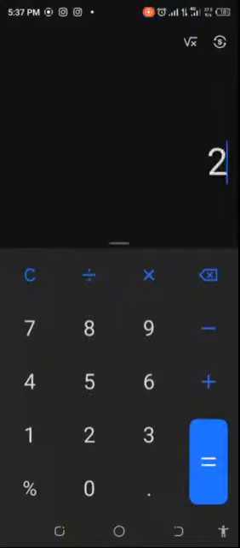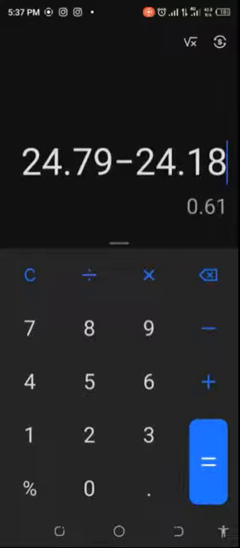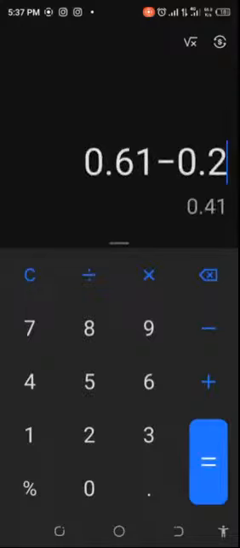So let me do 24.79, sorry, did I say 79? Yes, minus 24 plus 18. Okay, we'll make 61 cents, but don't forget, the withdrawal fee is 20 cents. So we must take out the withdrawal fee first, okay?